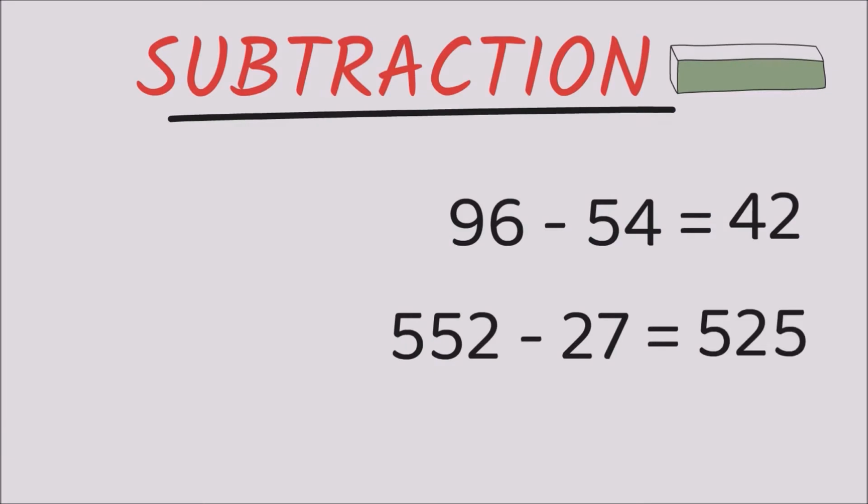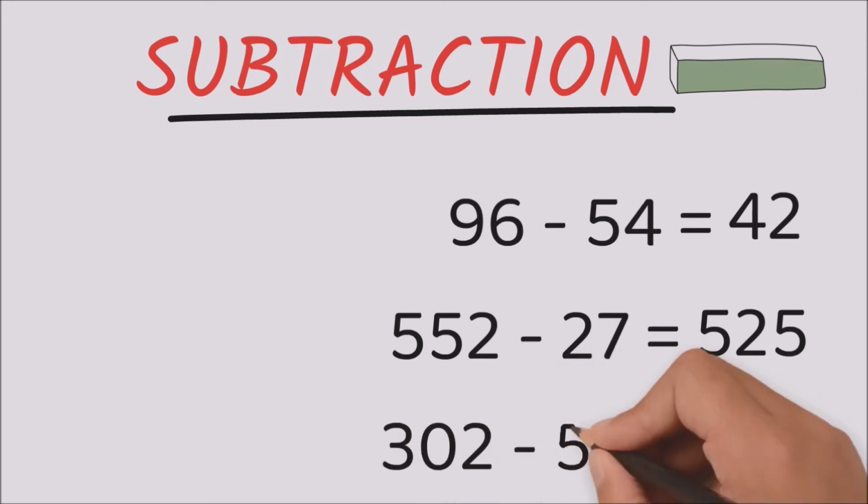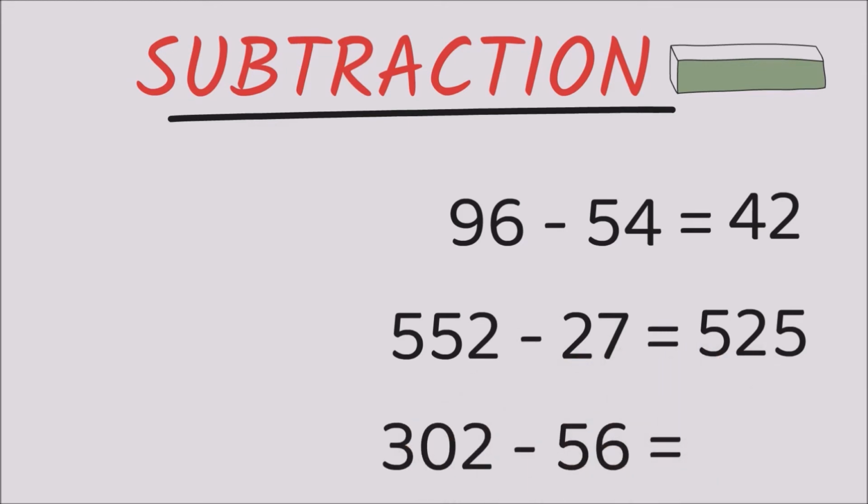Let's move on to another example. 302 minus 56. You know the drill. We line it up, then we subtract. Now, 2 is smaller than 6, so we move on over to our tens column to borrow a group of 10. But there's a 0 here, so can't borrow from nothing, right? So we have to move over even further to our hundreds column, and here's what we do. We borrow 1 from the hundreds column, right?